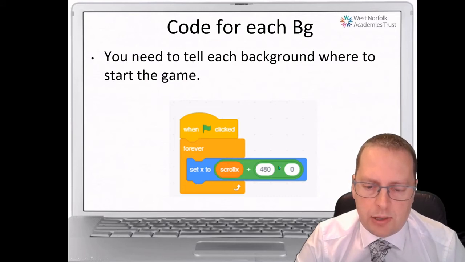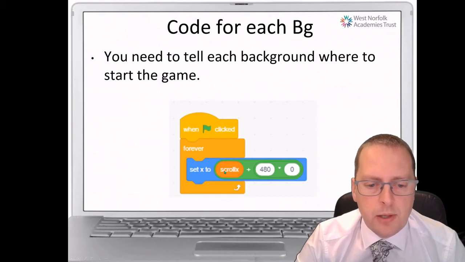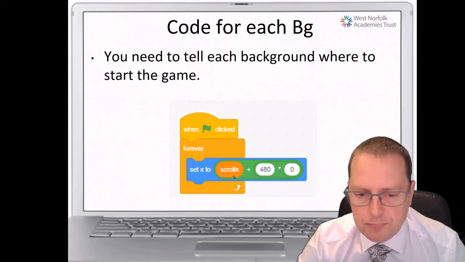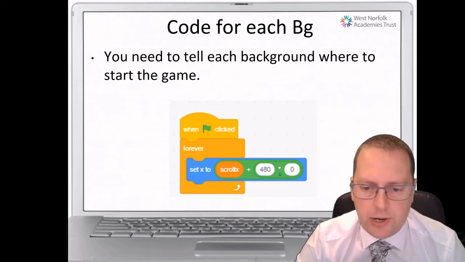Here's that asterisk again that we had in our knowledge recall. What does the asterisk do? So we're going to build this up. It doesn't already exist in Scratch. We have to build this block of code up here. So Scollx plus 480 times 0.